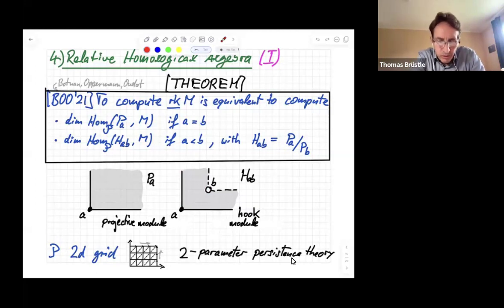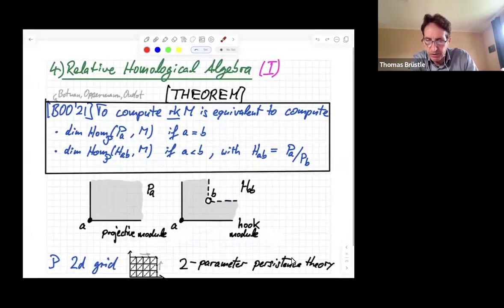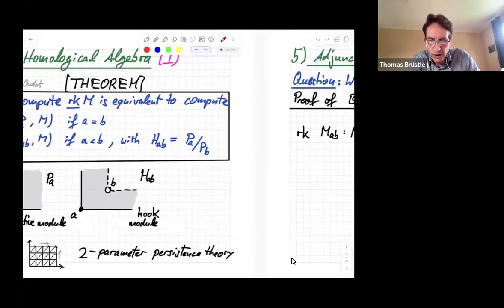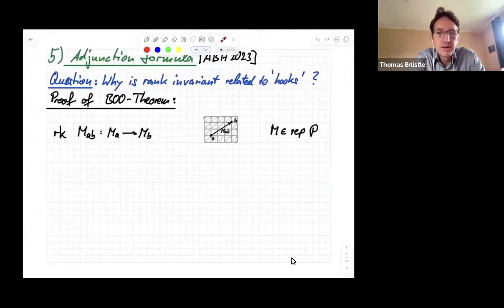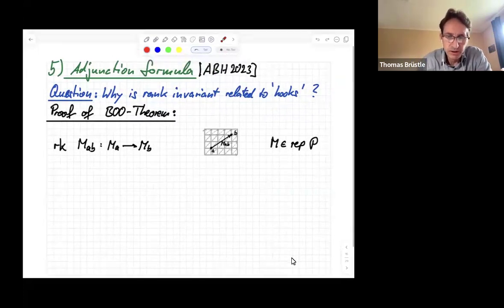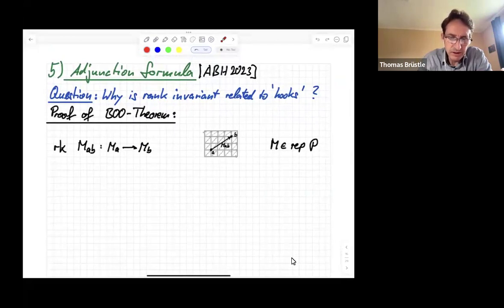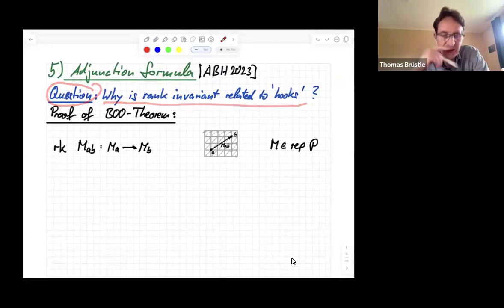However, they don't really explain why or where these hook modules come from. They just show this works. This is equivalent information. But we don't really understand why those hook modules appeared. And this is the question that I would like to discuss now. So I really would like to address the question, why is the rank invariant related to those hooks, to those hook modules? So that's what I want to answer.